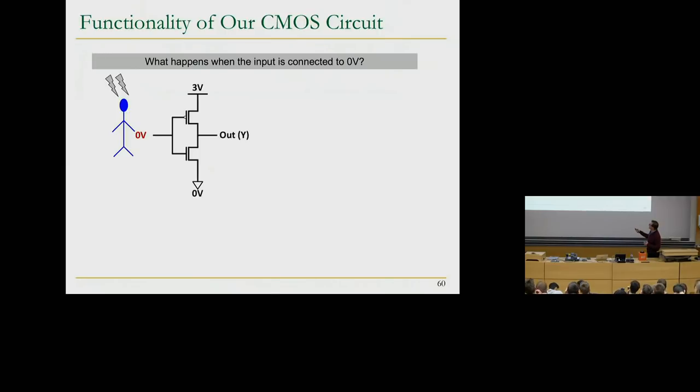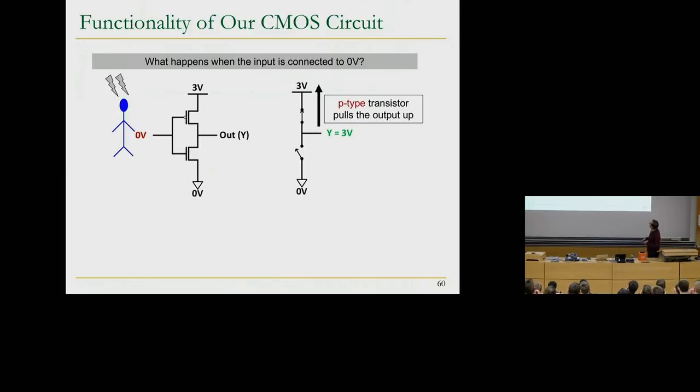And we have the P-type transistor. That gets turned on, right? And the N-type transistor, that gets turned off. The switch is broken over here. What does this mean? 0 volt, the ground is not connected to the output. But 3 volt, the power supply is connected to the output. So the output becomes 3 volts. So if you input 0 volts, you get 3 volts out. Makes sense, right? You've inverted what you had in the input.